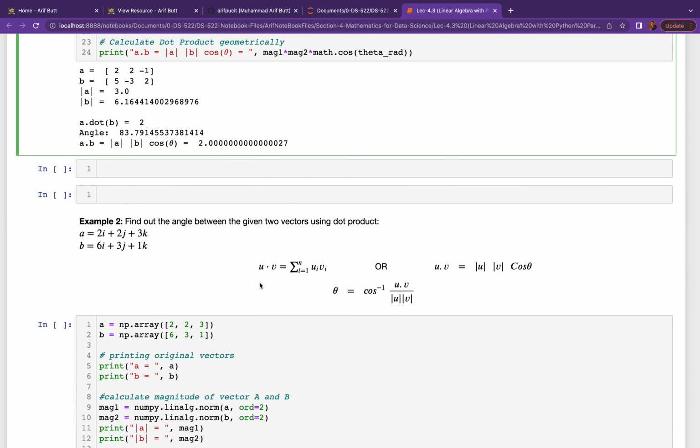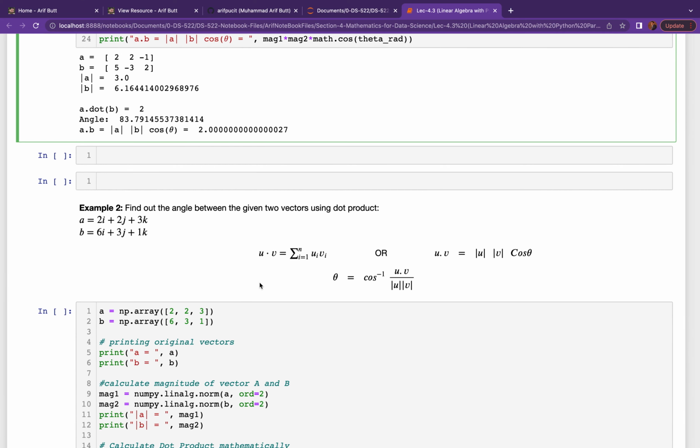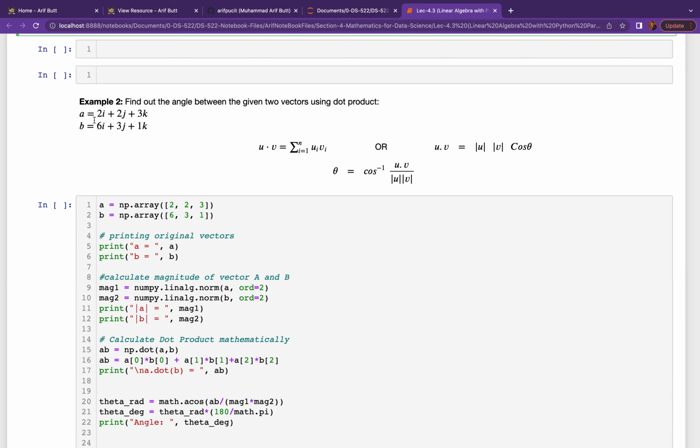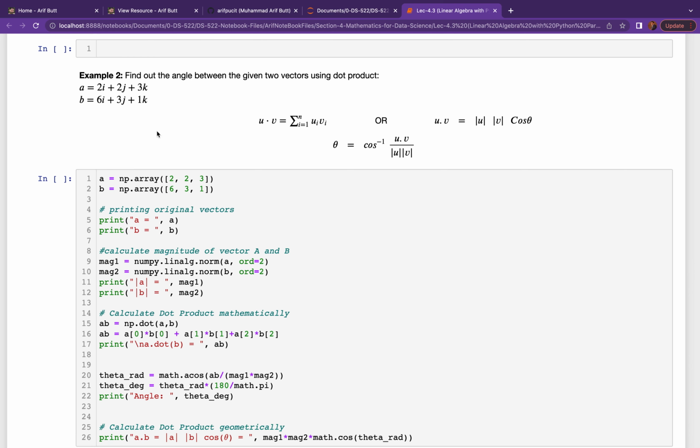So let me move on to another example. Once again, these are the two vectors given as the basis vectors: 2i plus 2j plus 3k, 6i plus 3j plus 1k. So if you just know the components, you can use this formula.